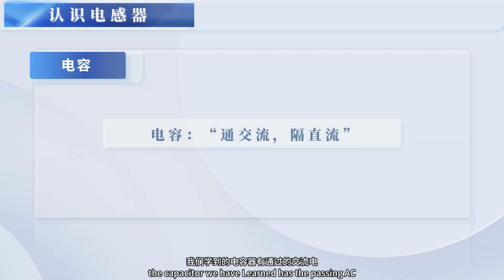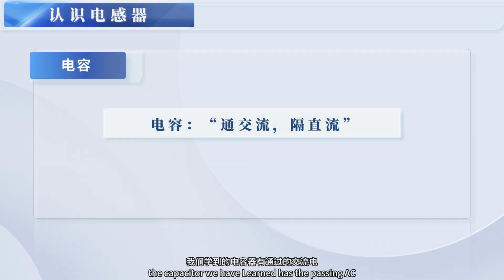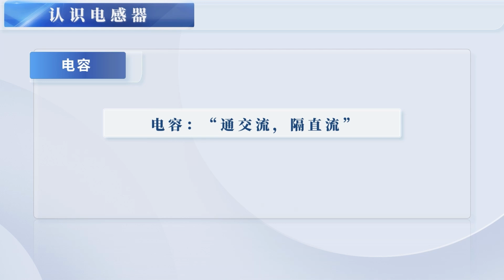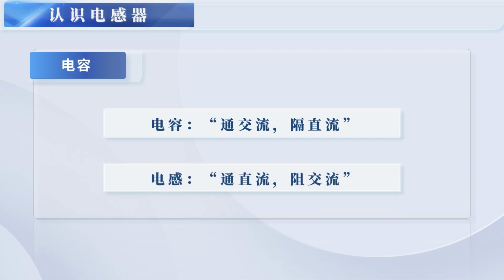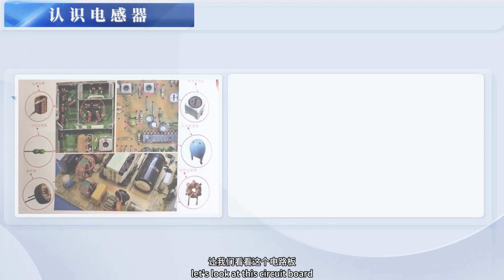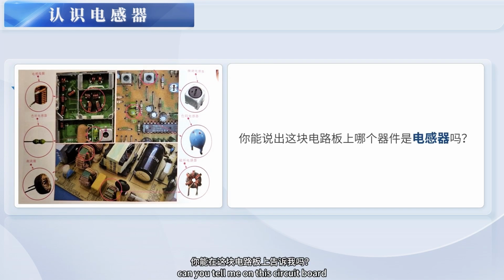The capacitor we have learned about has the function of passing AC and blocking DC, while inductors have the function of passing DC and blocking AC. Let's look at this circuit board. Can you tell me which component on this circuit board is an inductor?